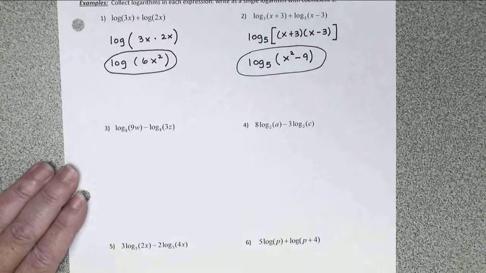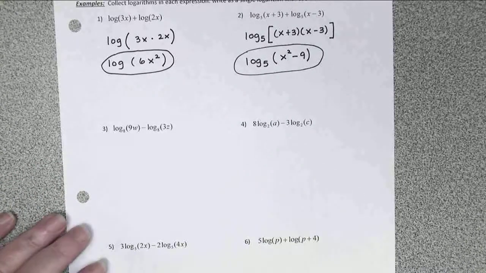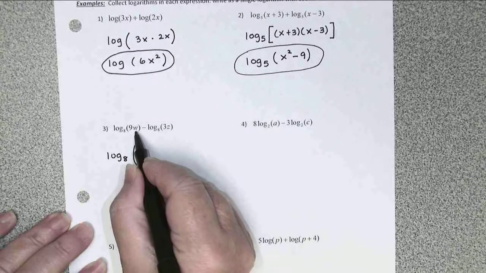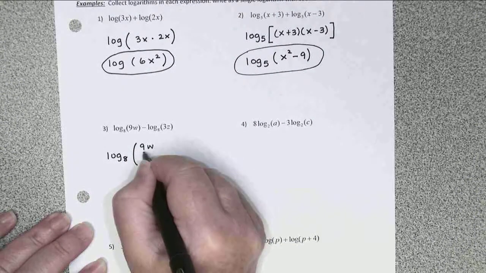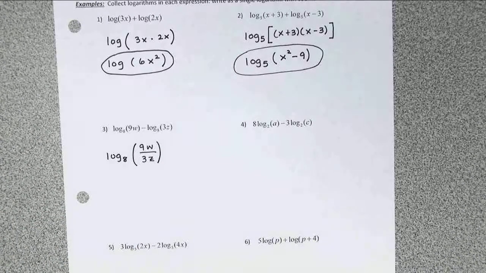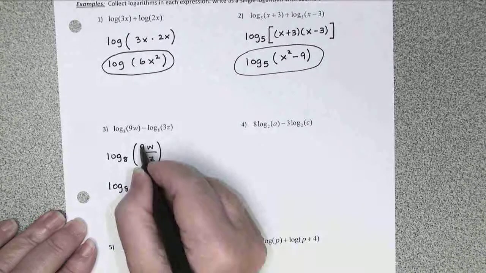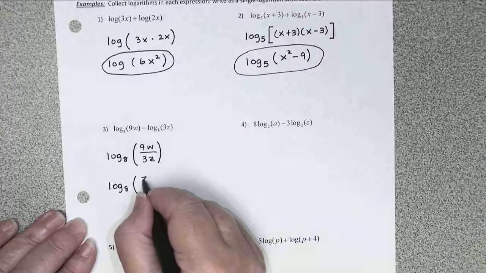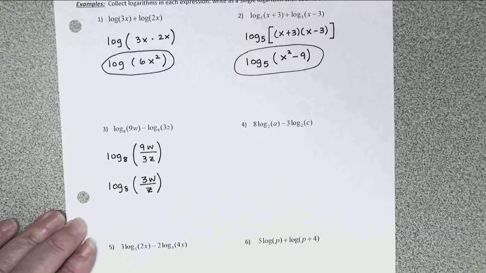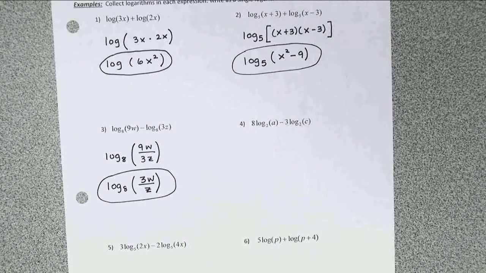In number 3, we have subtraction. That's the reverse of the quotient property. So I'm going to take my log base 8, and then I'm going to combine these as 9w divided by 3z. Simplifying that fraction as much as I can, really all I can do is reduce the 9/3 and make that a 3w divided by z. And again, I've collected. I've changed 2 logs into a single logarithm.